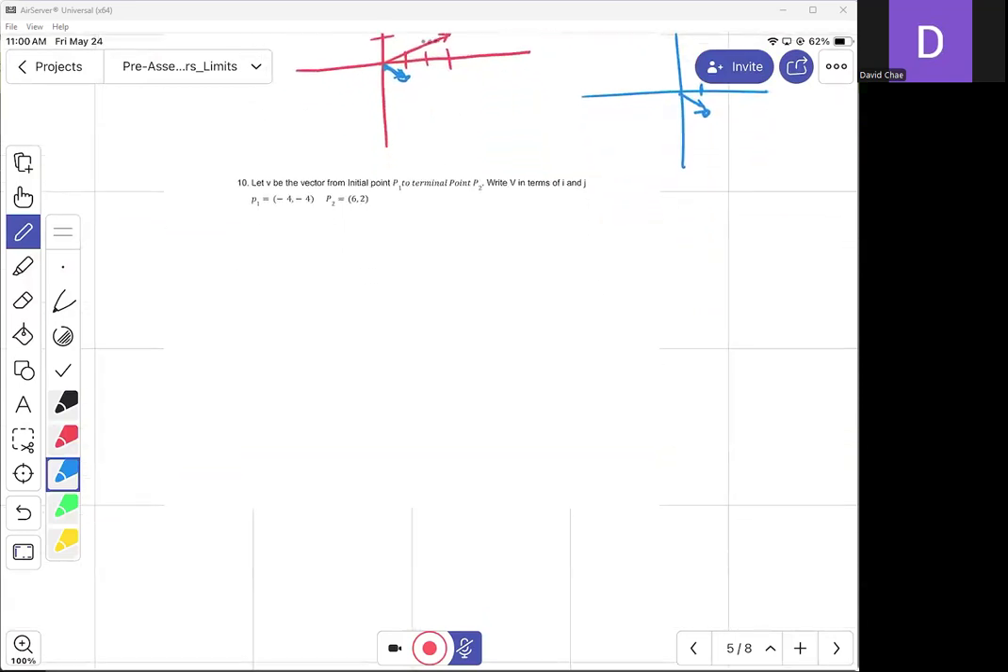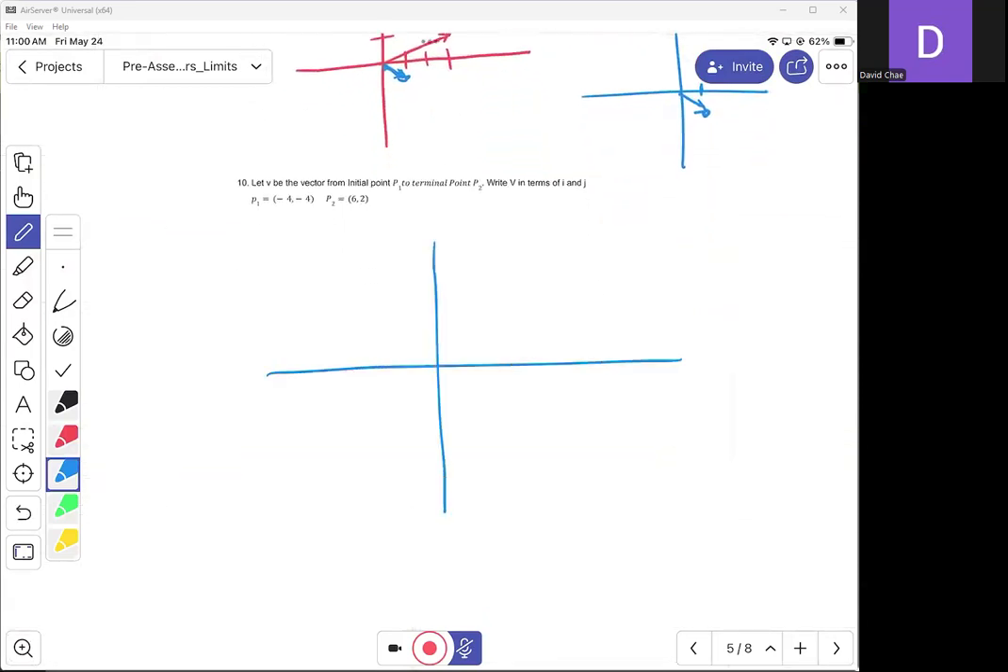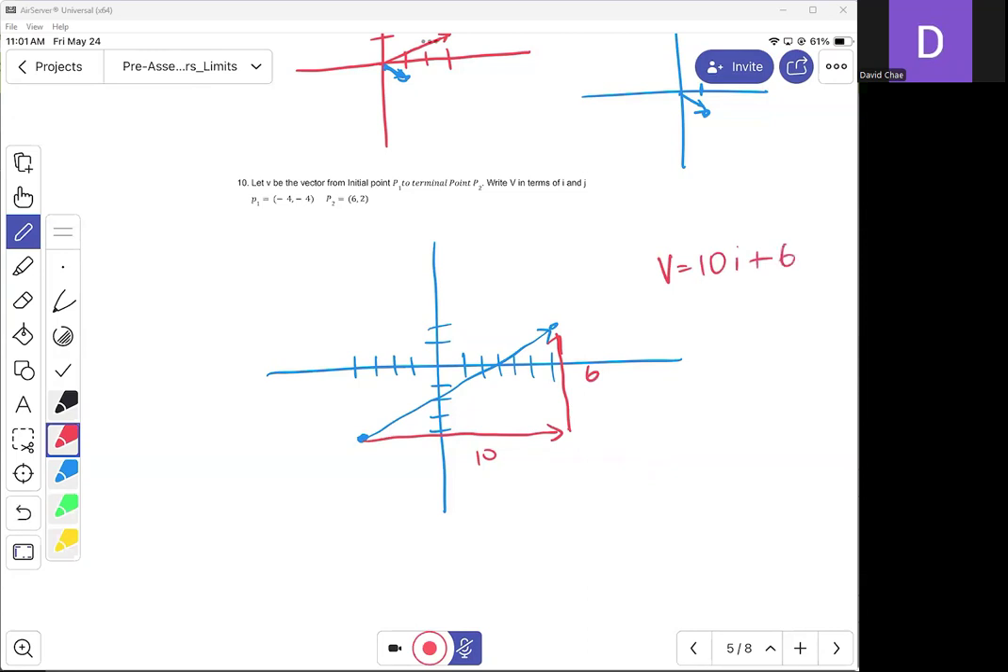Number 10 is pretty much graph -4, 4. This is the first point, then 6, 2. And this is the vector that you're referring to. So how do you put that in terms of i and j? Remember, you're doing the x distance. How many times are you going over, and how many times are you going up? In this case, you're going 10 to the right and up 6. So it would be v is equal to 10i plus 6j.